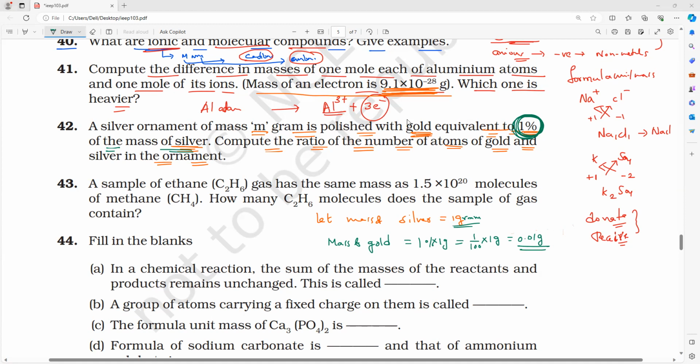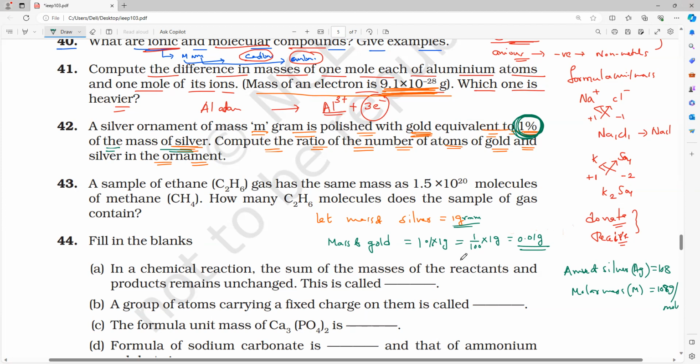Now I am saying you write it. Atomic mass of silver, AMU of silver. What is the silver symbol? Ag. Note it, everybody. Ag is 108. And the molar mass, what is the molar mass? If atomic mass is 108, then what is the molar mass? 108 gram per mole. Very good.